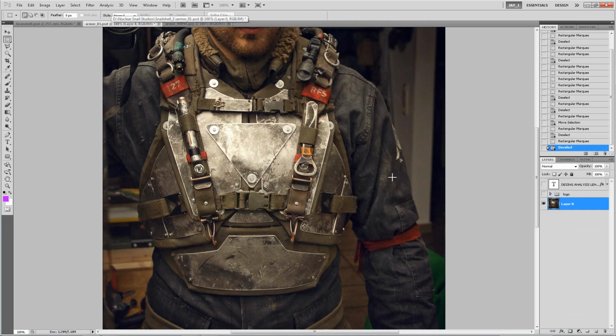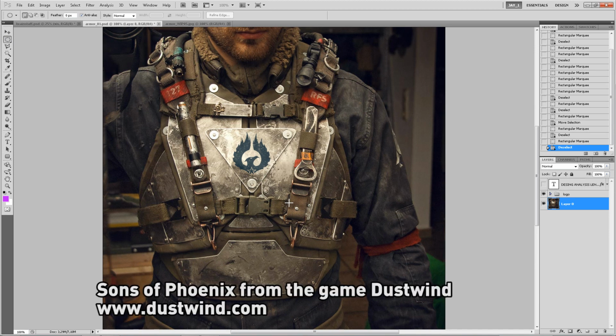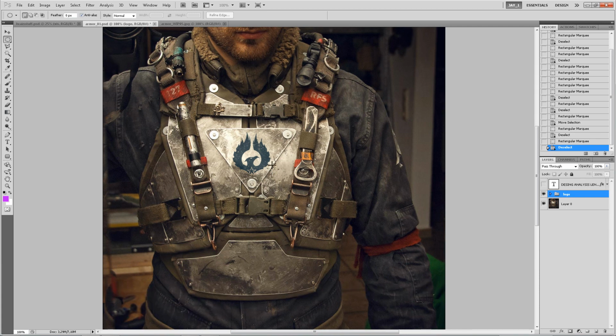So here is an armor work in progress. I want to have a logo on it. So a logo is a symbol by definition. So this logo, or the symbol, is from the faction called Sons of Phoenix from Dustwind, which is the computer game I'm working on. It stands for something bigger, it is a symbol, but at the same time it has those raw visuals.